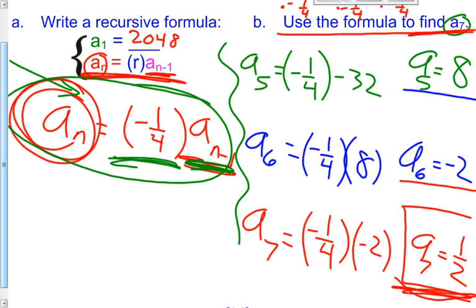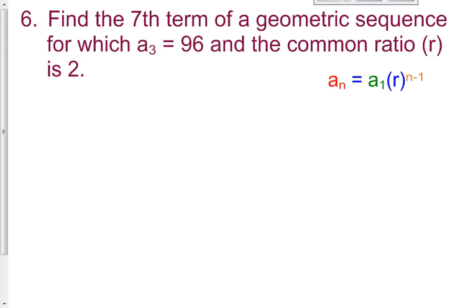All right, two more problems that really use this formula quite in depth. So pay very close attention here. Really try to understand what's happening. Find the value of the seventh term of a geometric sequence. Geometric means multiplying, for which the third term is 96, and the common ratio is 2. So I get from one term to the next, to the next, just by multiplying by 2.